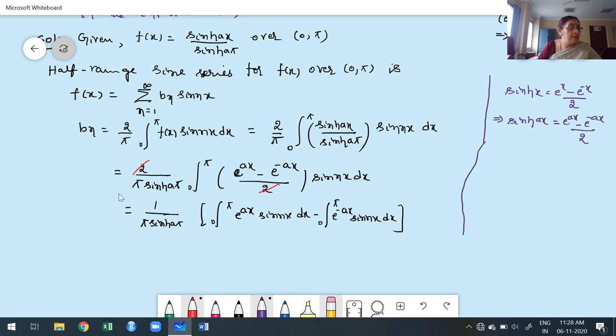Now each term is in the form of the integration of e power of ax into sine of (bx plus r minus c) with respect to x, which is nothing but e power of ax divided by (a square plus b square), times [a into sine of (bx plus r minus c) minus b into cos of (bx plus r minus c)].